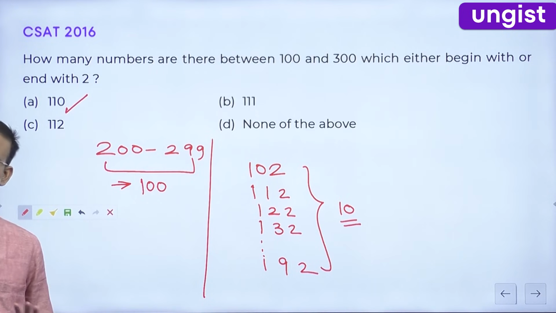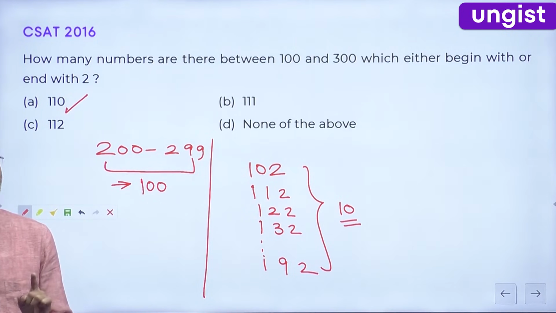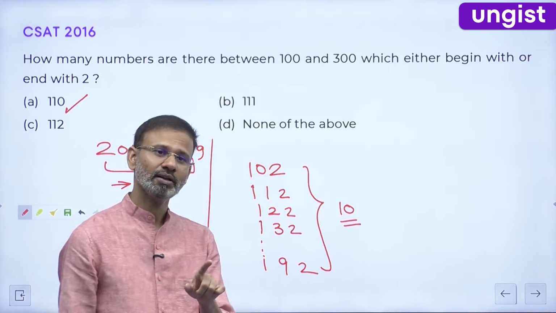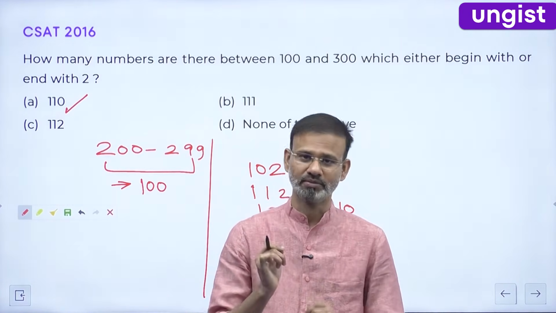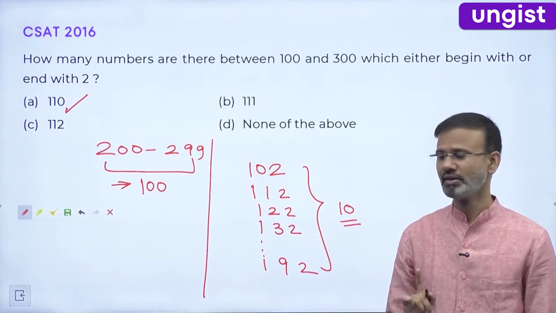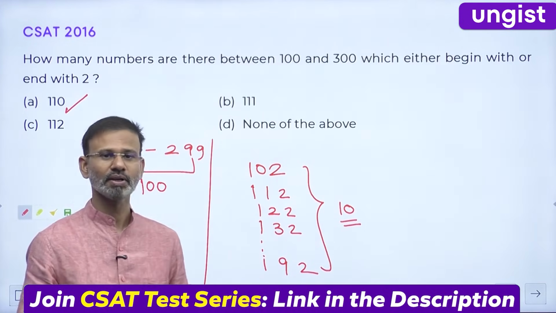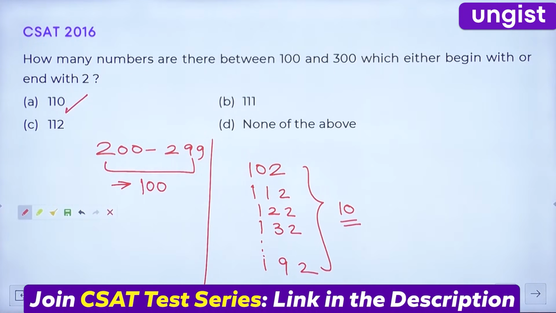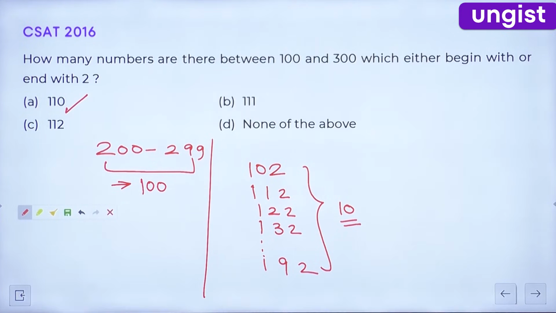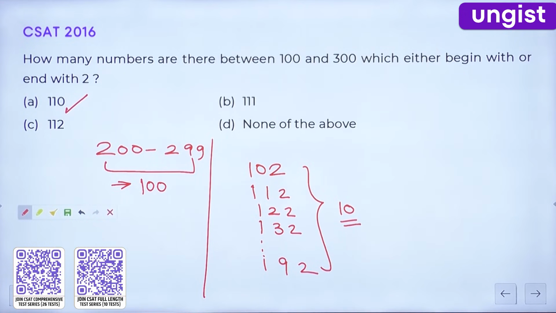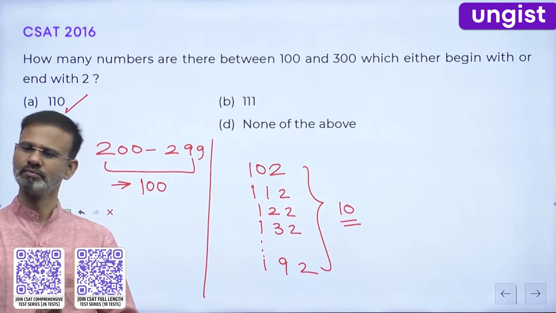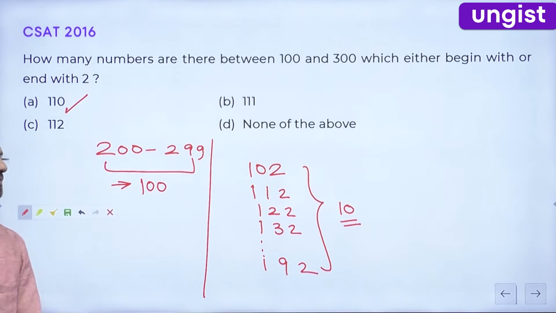Everybody clear now? Because this time the question is saying how many numbers. This time the question is not saying how many times 2 is appearing. Please mind it. You don't have to count digits this time. You have to count the numbers this time. Correct, everyone? Friends, any doubt? Clear now? Okay, good. Shall we move, guys?